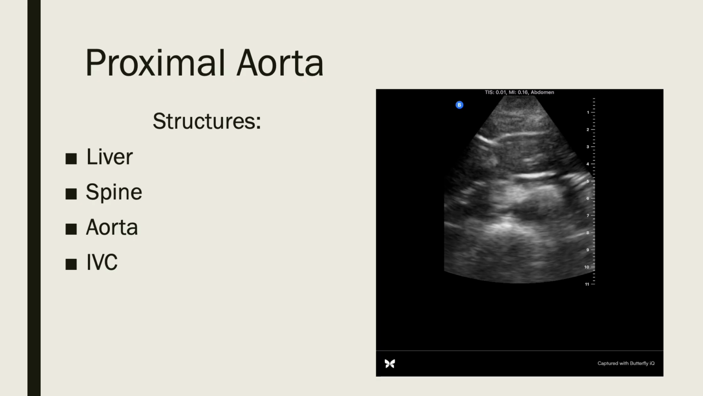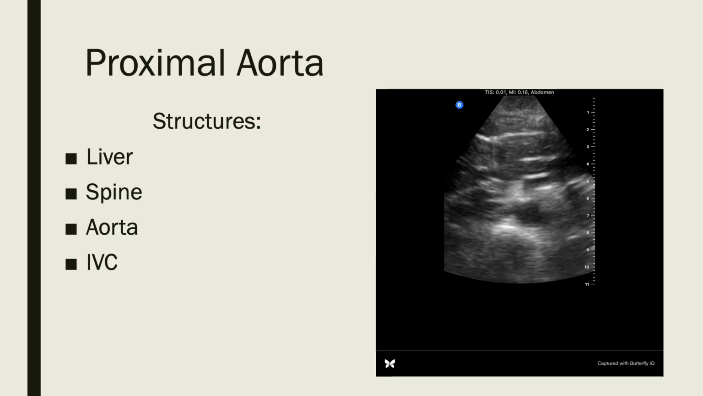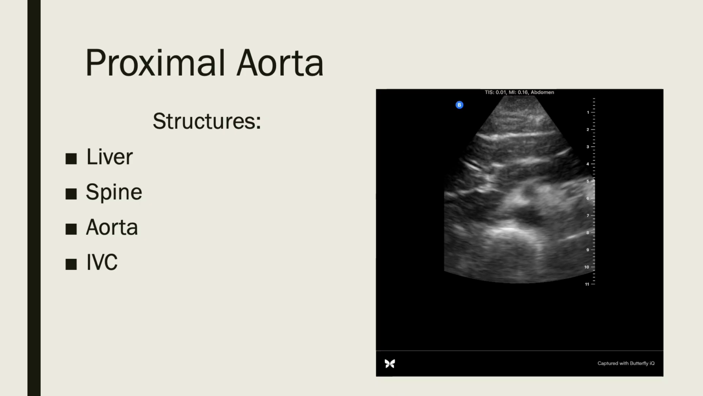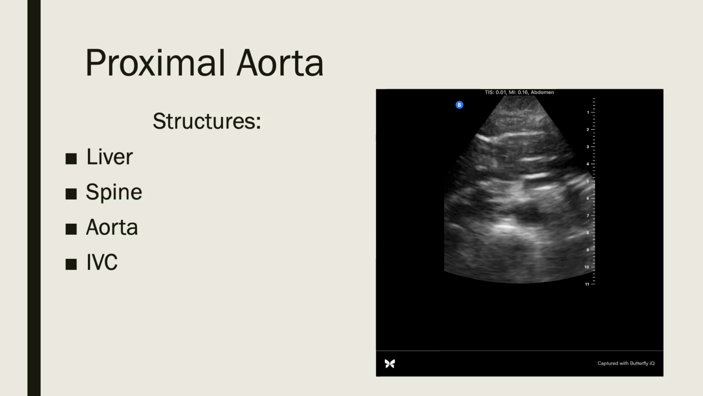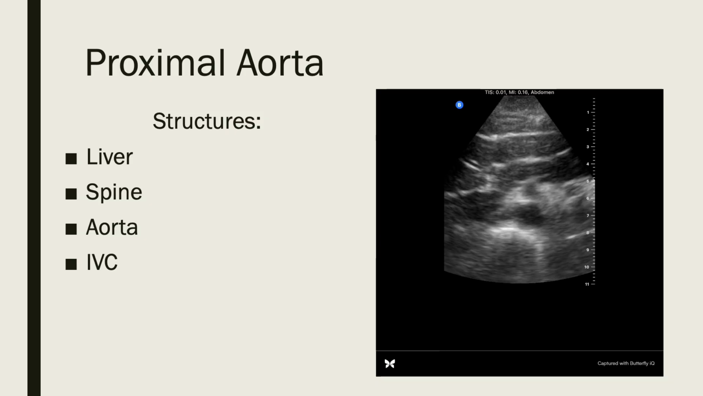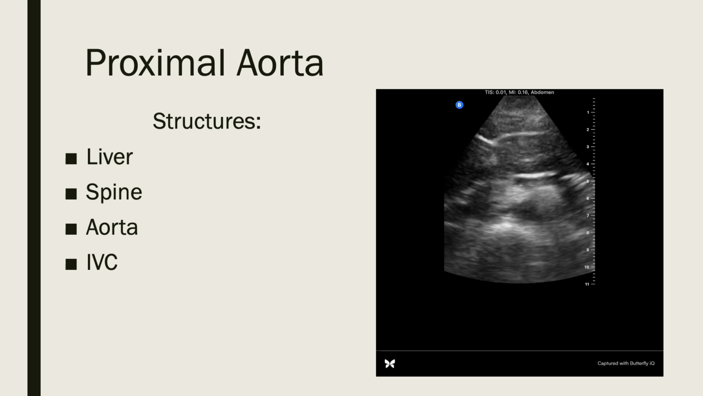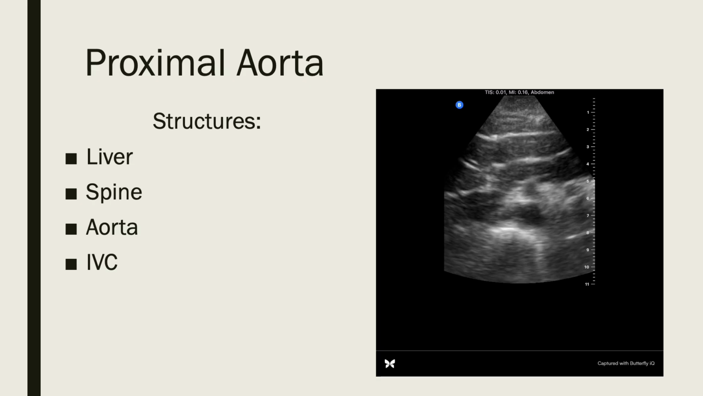So we're looking at the proximal aorta just below the xiphoid process in transverse view. There are some structures we can identify here. So proximal to the probe, we see the left lobe of the liver. Very distal from the probe, we see a spine sign. And just above it, there's a pulsatile vessel, which is our abdominal aorta, and lateral to it, the IVC.